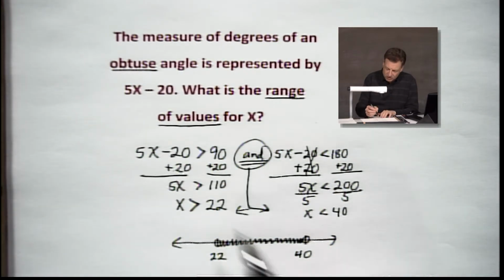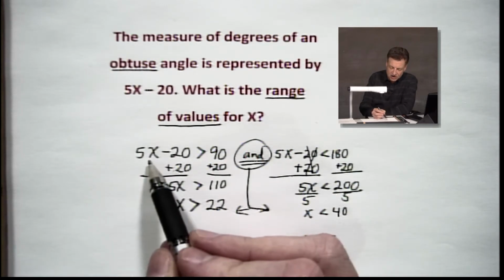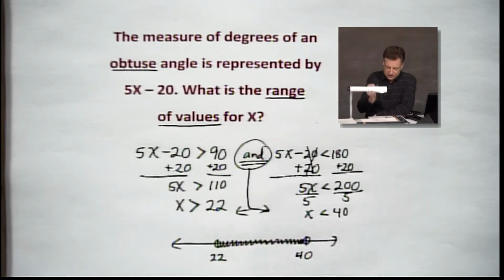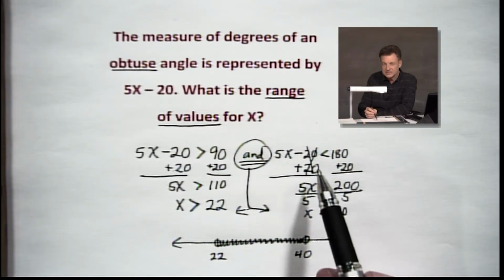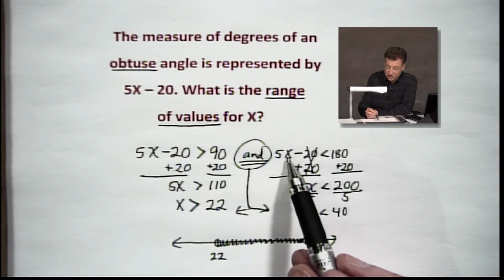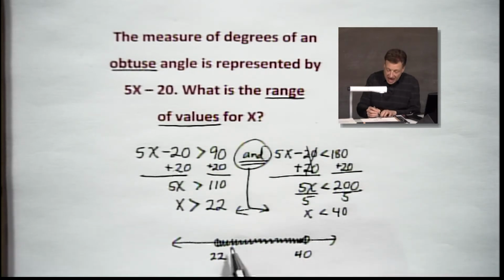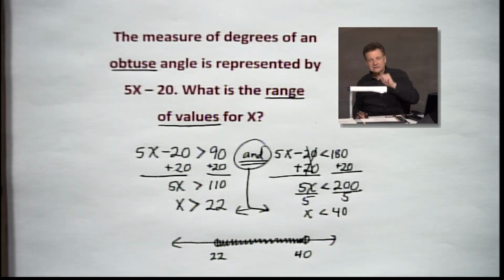So you could check it. Pick one of those values. How about 30? If I put 30 here, I've got 5 times 30 minus 20. That's going to be 130, I believe. 30 is an easy number to substitute, in case you are wondering. That's definitely greater than 90, so that's a good value. Does it work on the other one? Does it still say less than 180? Well, we just figured out it gives us 130, and 130 is definitely less than 180. So that, plus any other value you test between 22 all the way up to 40, not including those, is going to fit, and there's your solution.